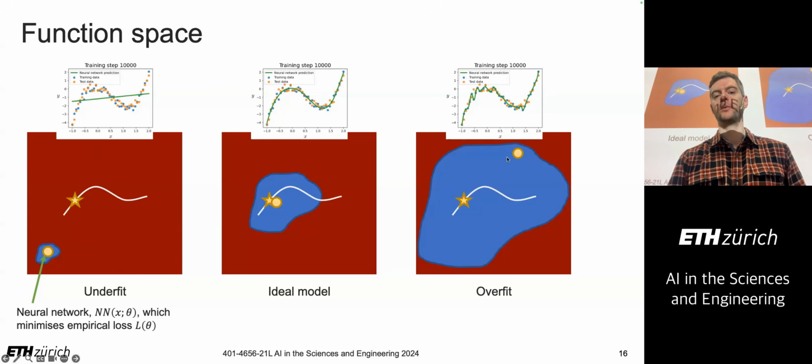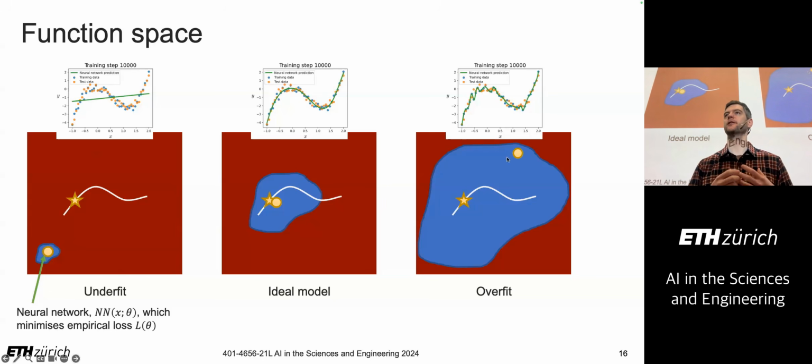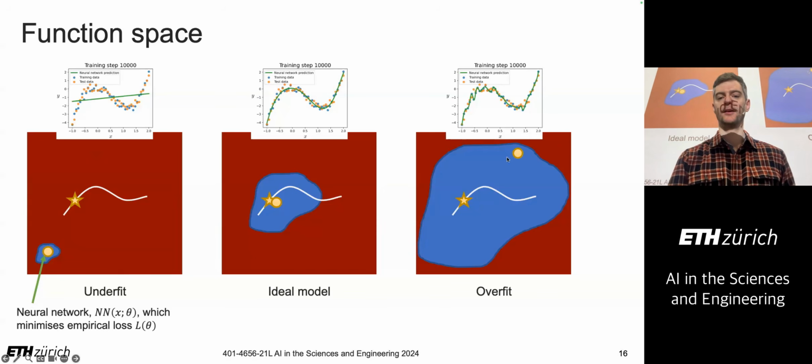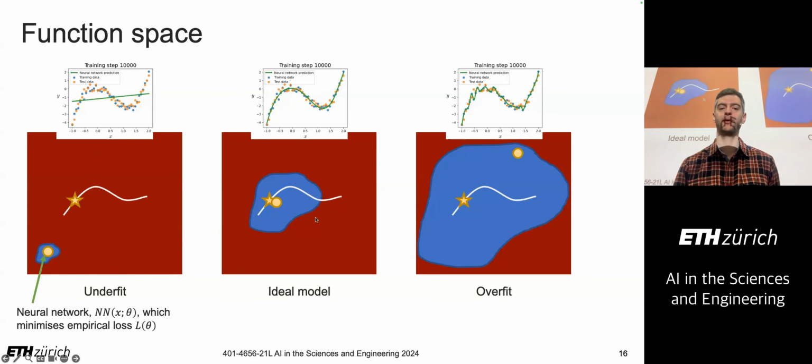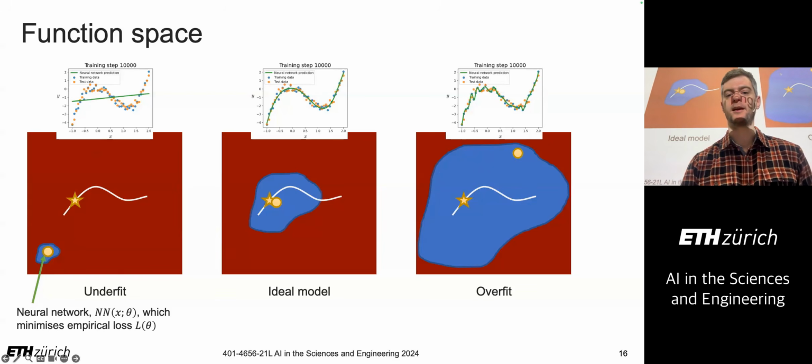In the overfit case, we have a model that's over parameterized. It can model many types of functions, and so then we may encapsulate the true function, but the network that minimizes the empirical loss with the finite training data is maybe very far away. So the ideal model is a model where we restrict the function space enough that we encapsulate the function we want to model, but it's not too big that we are susceptible to overfitting or the minimizer being too far away.